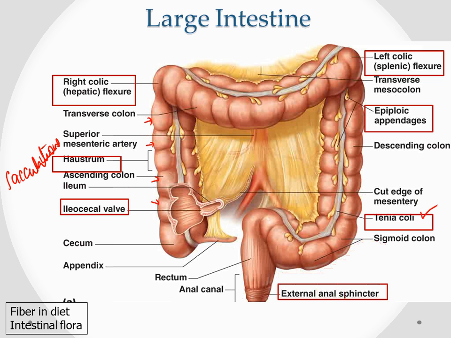And then another special feature of the large intestine is it has these little fat pockets attached, which you can see, these are storage areas of fat, and these fat pockets are called appendices epiploicae, or also known as epiploic appendages.